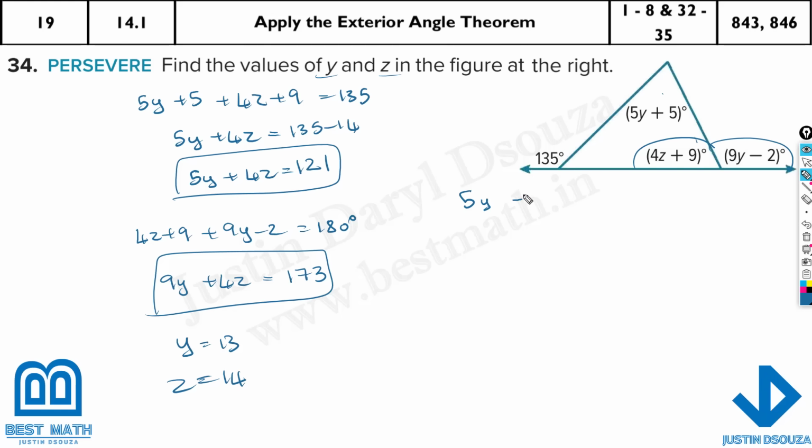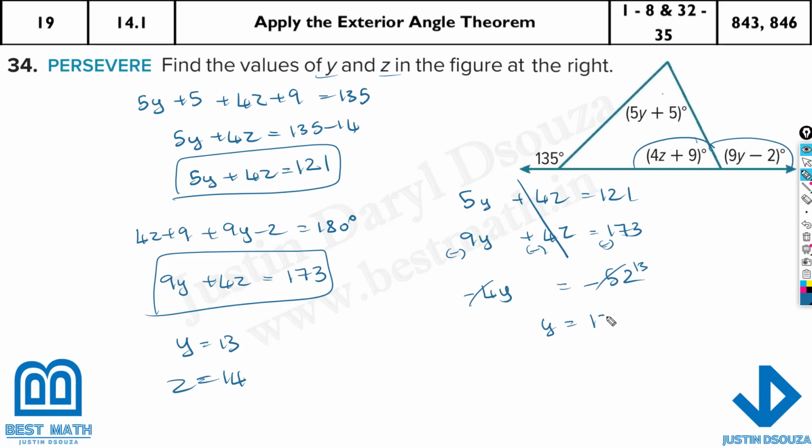See, it's 5y plus 4z is equal to 121. Because the 4z terms are the same, I'm going to subtract. That means I'm going to put 9y plus 4z equal to 173 down, and I'm going to subtract them, changing the signs completely. The z terms go off. So here you will have minus 4y is equal to minus 52. Divide both sides by 4, and it'll be positive 13. Y equals 13.